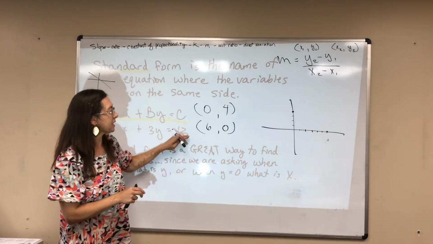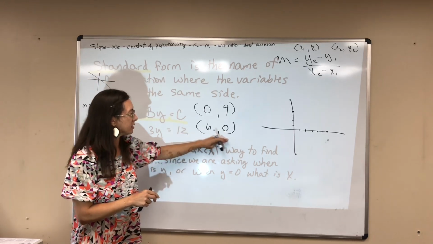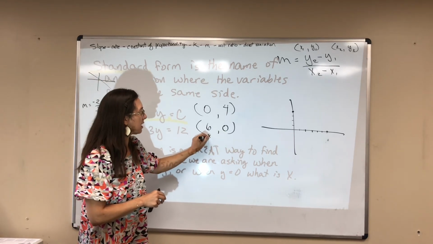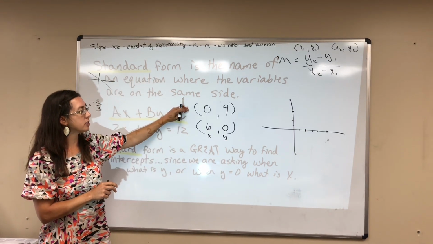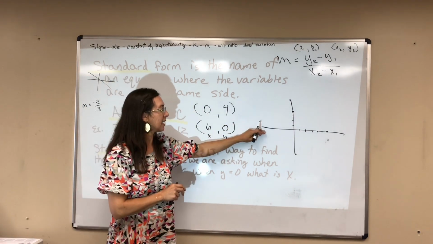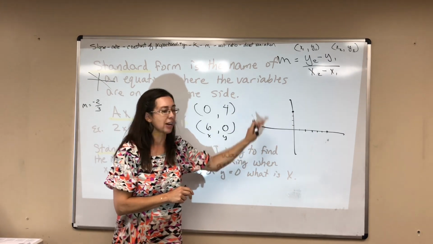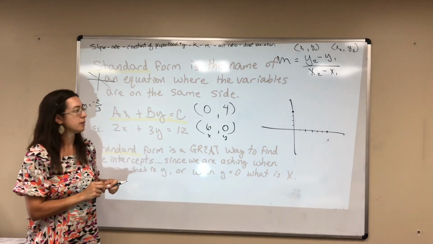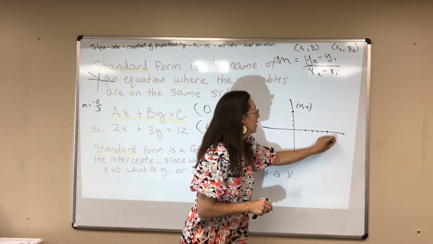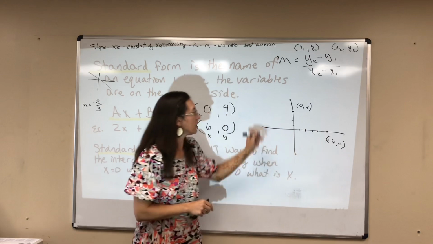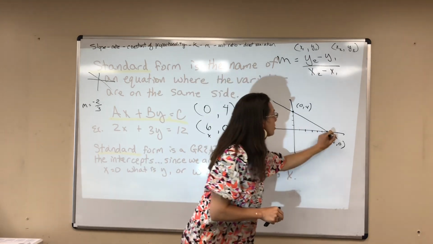Now 6, 0, is that along the y-axis? No, it's along the x-axis. So we've got one place it crosses the y-axis, one place it crosses the x-axis. We should always have a point on each axis. So I've got 0, 4 right here, I have 6, 0 over here, and I've got my line that goes through it.